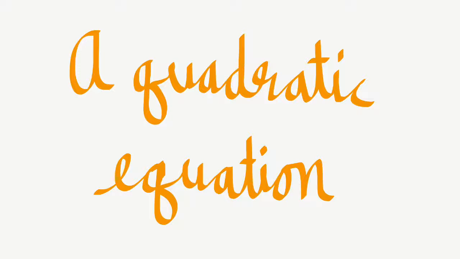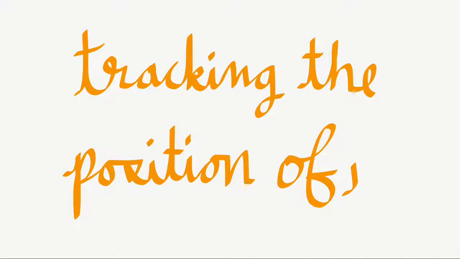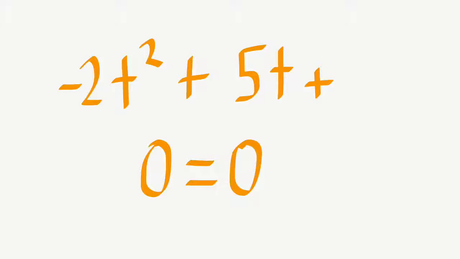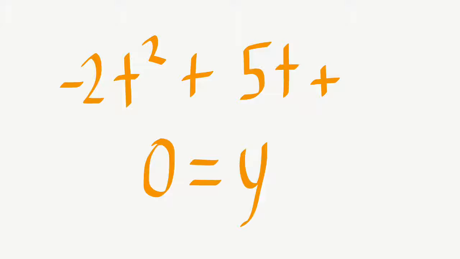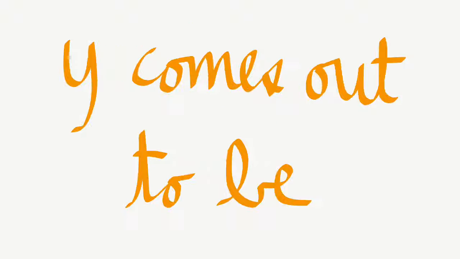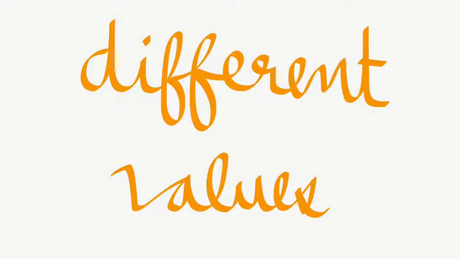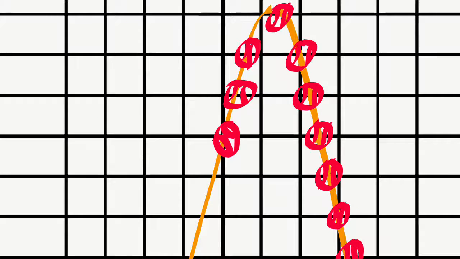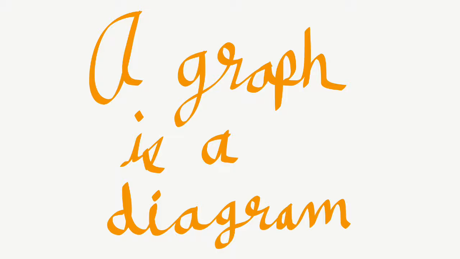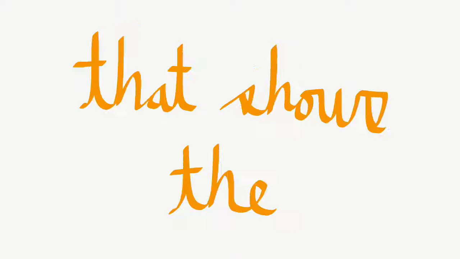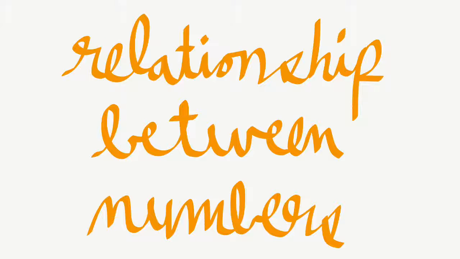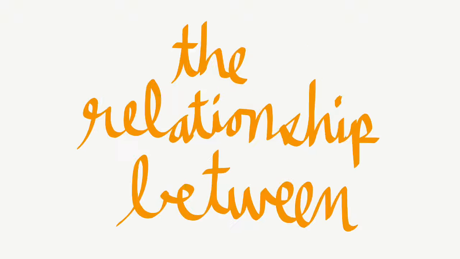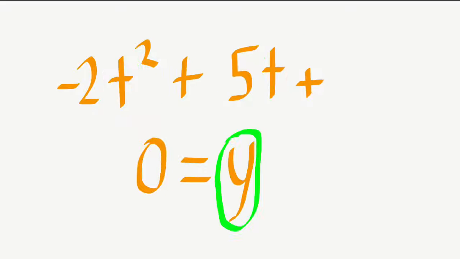A quadratic equation can be used for tracking the position of, say, a baseball. If we turn x into t and 0 into y, and then see what y comes out to be when we put in different values for t, we can plot out these numbers into a graph to get a parabola, which is an arc, that represents the height of the ball in the air. A graph is a diagram that shows the relationship between numbers that can vary. In this case, the relationship between t and y.